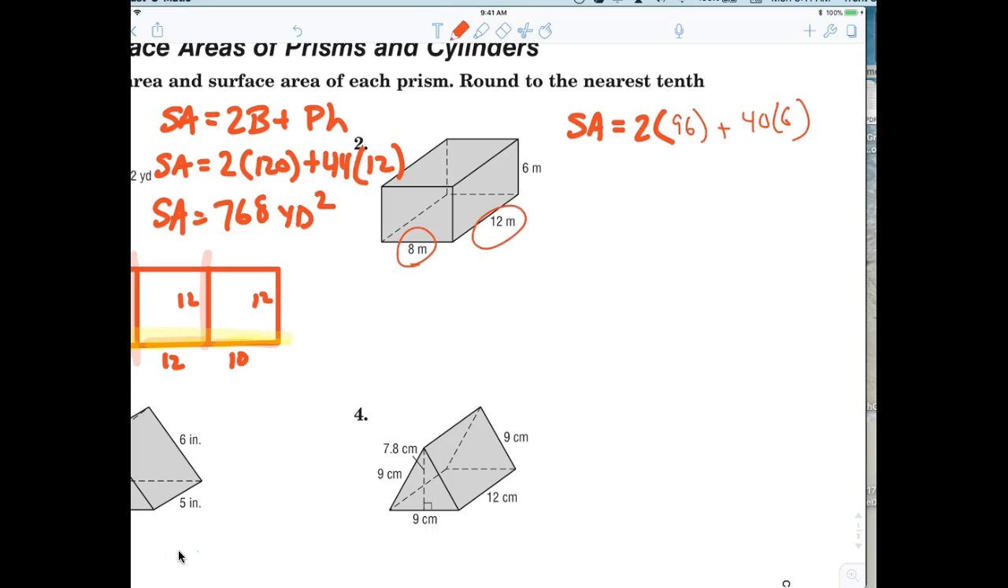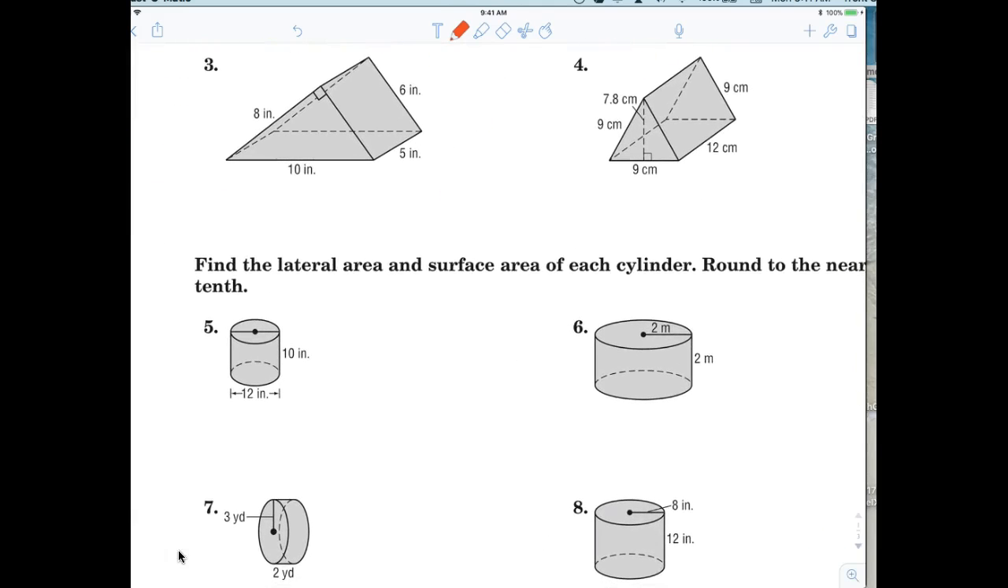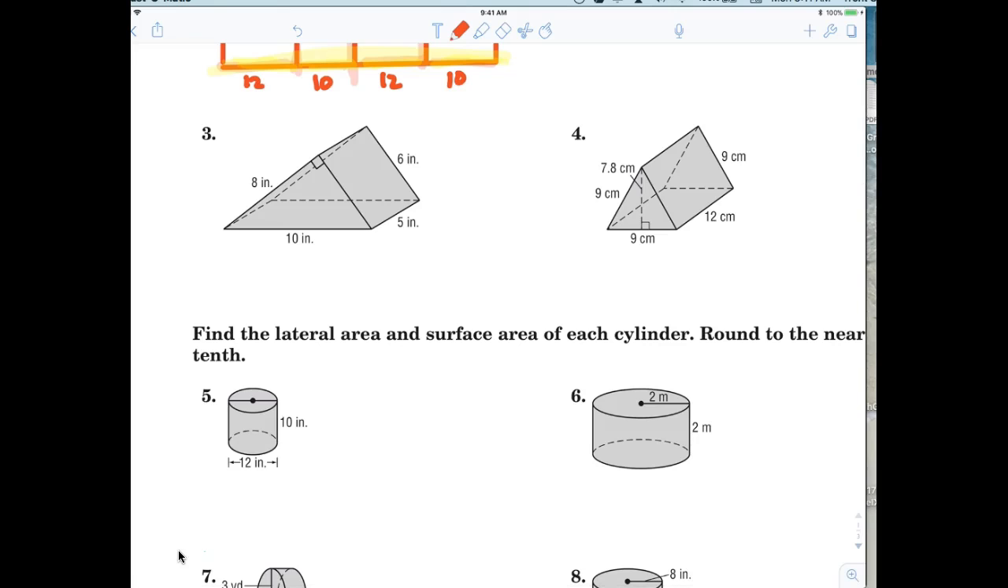I multiplied 8 times 12 to find the area of the base. Capital B stands for the area of the base. I found the perimeter. So my surface area, again, somebody help me? 432 square meters. 432 square meters. Now, again, the shape doesn't matter because we know the formula. Because it is a prism. So all we're doing in this case is finding the area of the base.